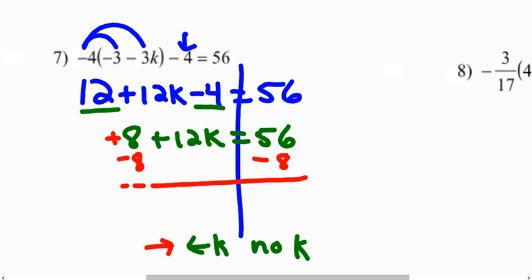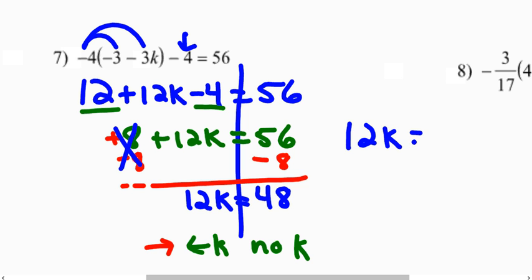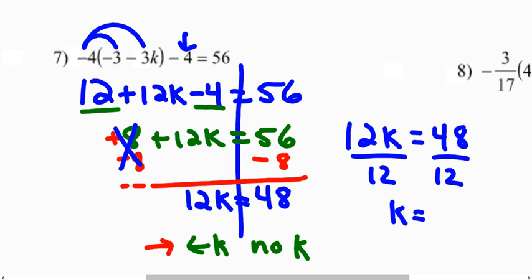All right, so these are going to cancel, leaving me 12k equals 56 minus 8 is 48. I'm going to use some more space over here, so I'm going to rewrite that really quick. 12k equals 48. If I divide both sides by 12, I'm going to get k equals 4. Okay?